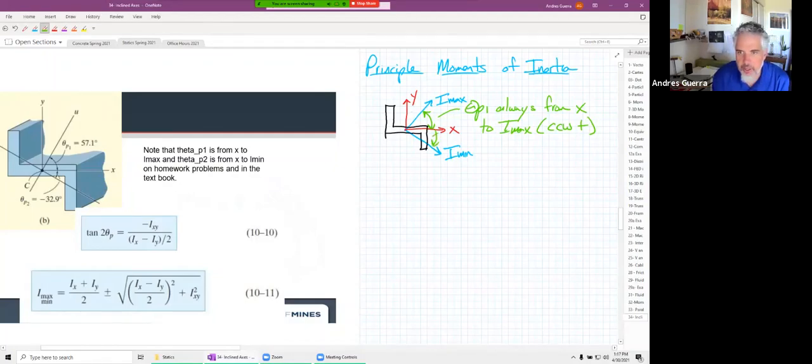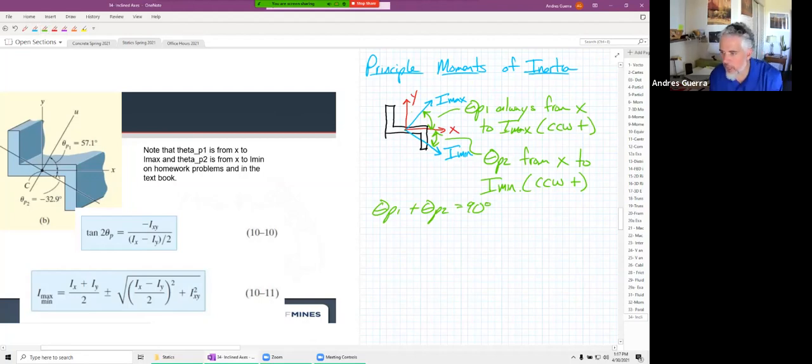This angle down here is called theta p2, and that's always from X to I min, to where that I min axis is located. Again, counterclockwise is positive for theta p1 and theta p2. Theta p1 and theta p2 are technically redundant: theta p1 plus theta p2 equals 90 degrees. So if we find one of them, we can solve for the other one.